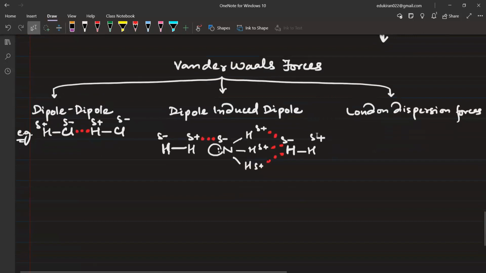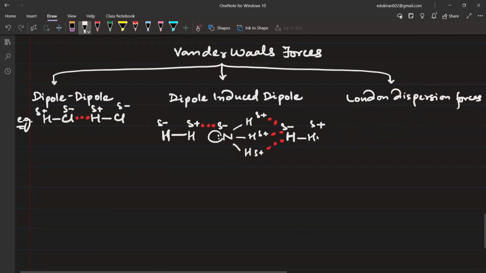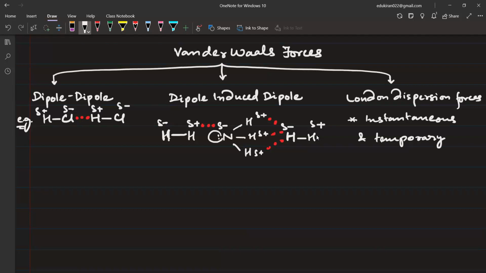Now, moving here, London dispersion forces, I will say this is instantaneous and temporary. Also, it is the weakest. Got this, yes or no, please? Yes, sir. All of you wrote this down also?